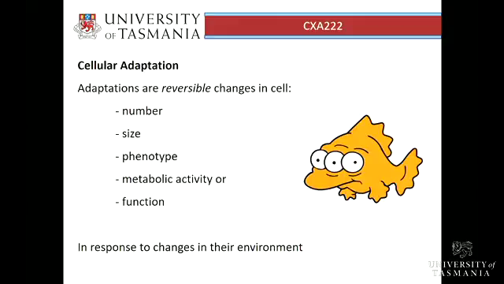Cellular adaptation. So the key with cellular adaptations is they are reversible. Unlike this poor chap who is mutated, I don't think he can reverse that third eye. Adaptations are reversible, and they're changes in cells based on either number, size, phenotype, metabolic activity, or function. And this is in a response to their environment, obviously, so there'll be an external stimuli if we're looking at it from a pathological standpoint, or a normal physiological stimulus if we're looking at a physiological change.